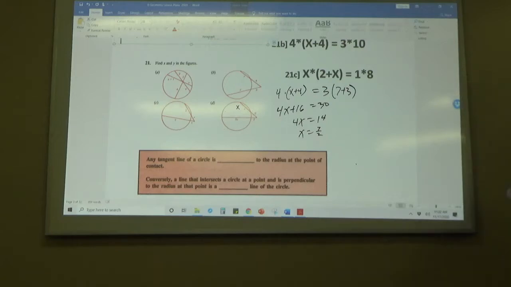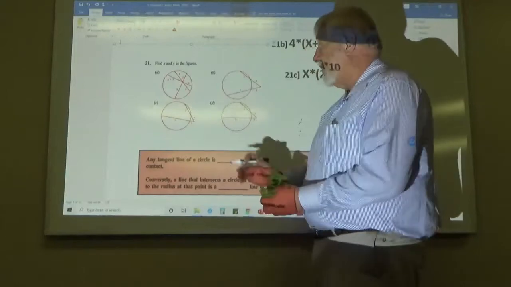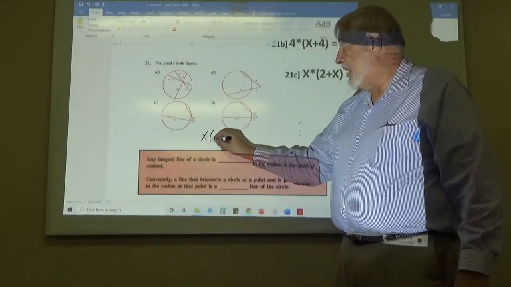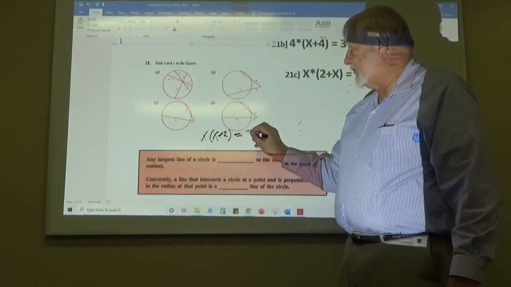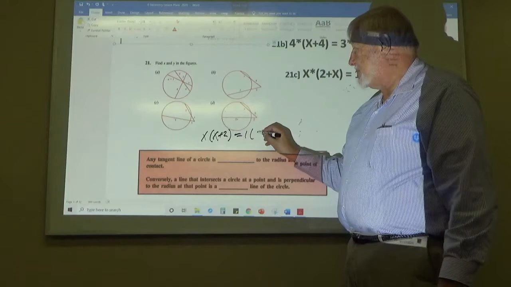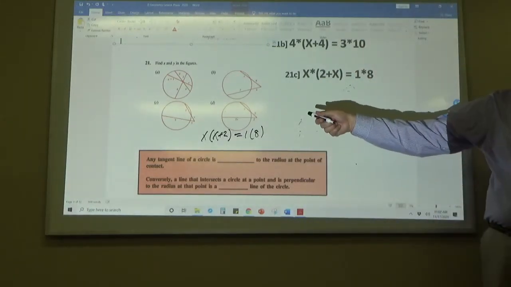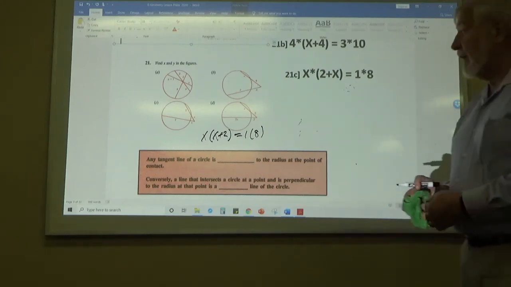Right, just that simple. All right, so what would you do with this one here? You'd say x times x plus 2 is equal to 1 times 7 plus 1. And then that's going to be a quadratic equation that you'd have to solve to find the value of x.